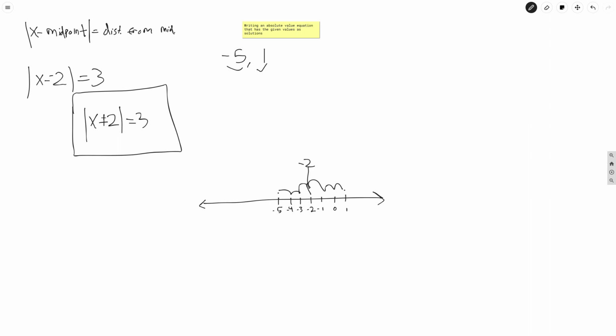So for example, -5, I plug in -5 here. -5 plus 2 gives me -3. Absolute value of that's 3. So that checks out. Now, let me check my 1. Plug in 1. 1 plus 2 is 3. That checks out. So this works.